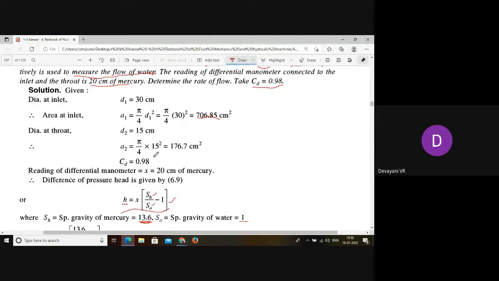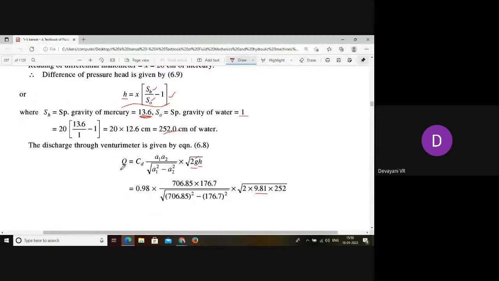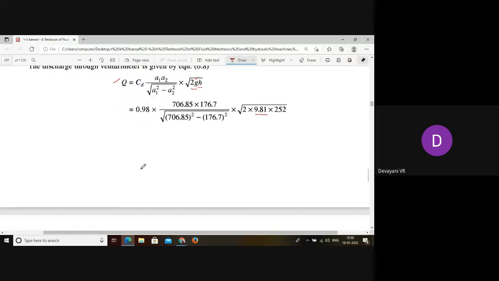So here, to calculate the head of water which was flowing through the pipe, we are using the difference in the mercury levels, that is the difference in the manometer levels, that is X into (SH by SO minus 1), and using this value we can calculate the discharge as Q equals CD into A1 A2 by root of A1 square minus A2 square into square root of 2GH. So we have all the values, and substituting the values we can get the value for discharge.